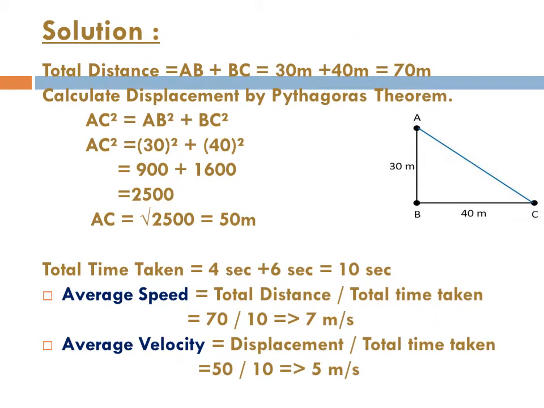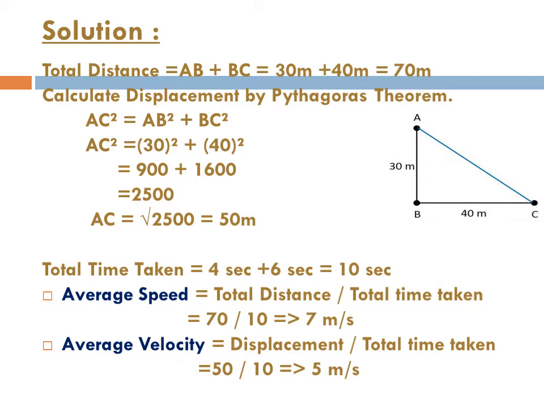So total distance is distance of AB plus distance BC, that means 30 plus 40 is 70 meter. For displacement we use Pythagoras theorem. By using Pythagoras, we find AC is equal to 50 meter. Now we have both the values, total distance and total displacement. Then calculate the total time taken. It is 4 seconds plus 6 seconds, means 10 seconds.